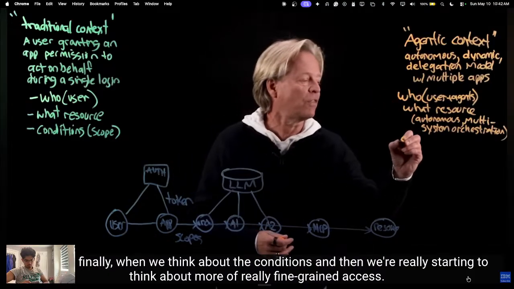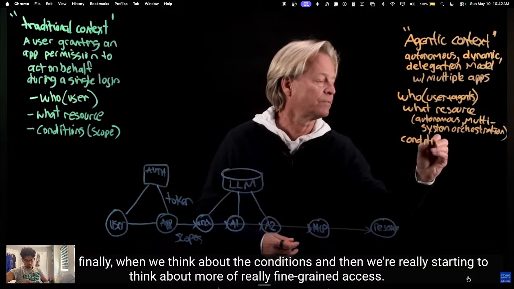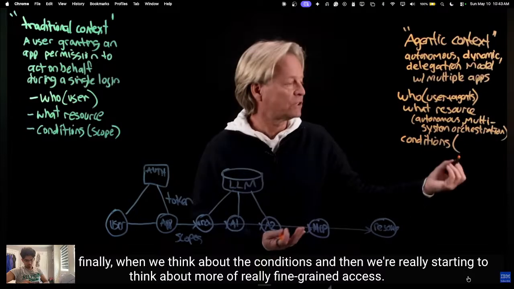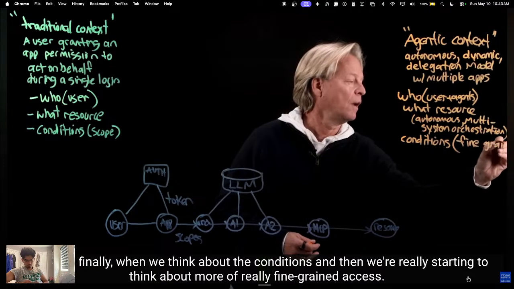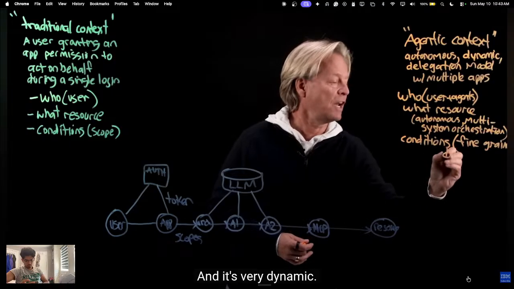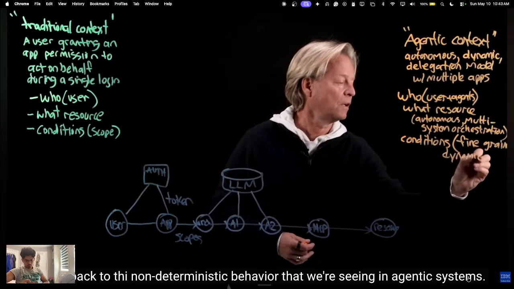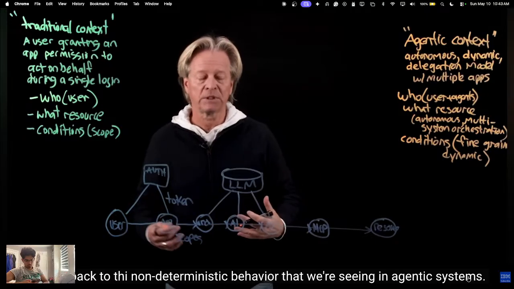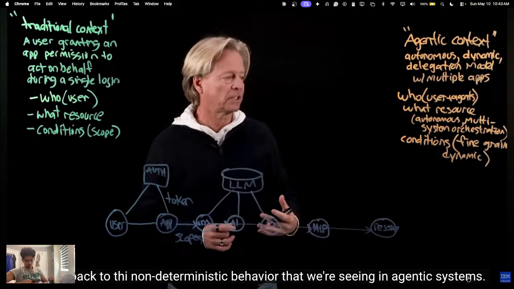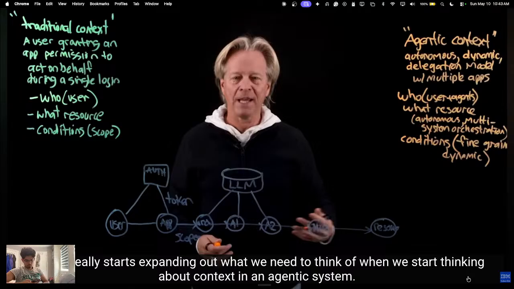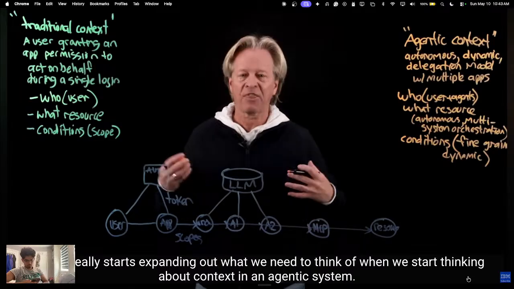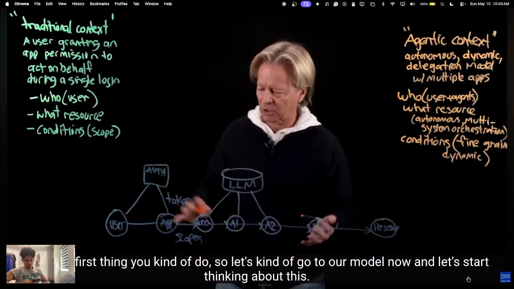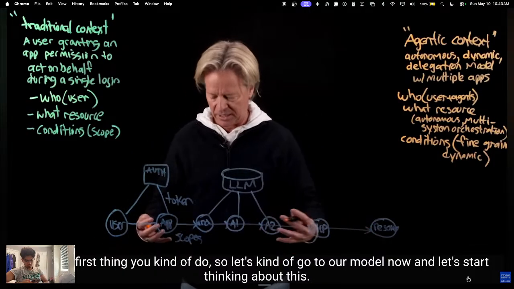And then finally, when we think about the conditions, then we're really starting to think about more fine-grained access, and it's very dynamic. We get back to the non-deterministic behavior that we're seeing in agentic systems. So this really starts expanding out what we need to think of when we start thinking about context in an agentic system. So let's go to our model now. Let's start thinking about this.